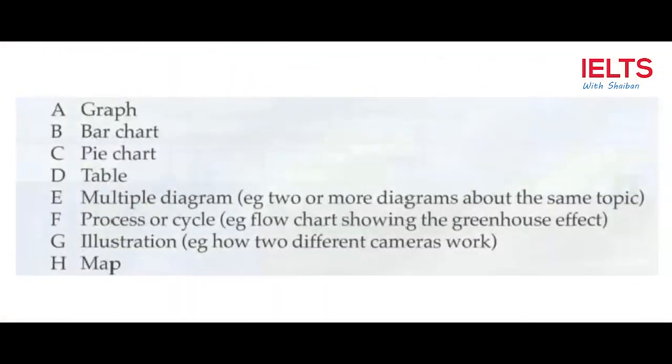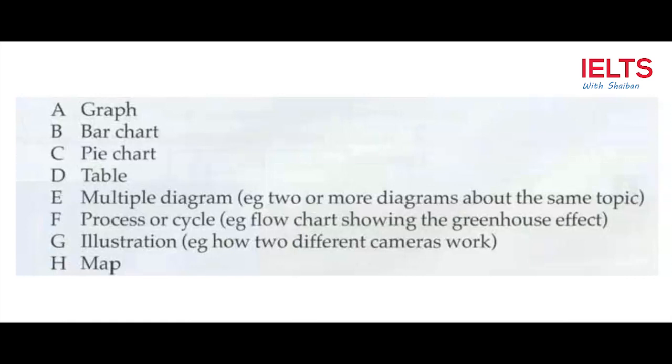We are going to start with task 1 writing, and in task 1 writing the student should write a summary about different types of graphs, and this summary should be 150 words minimum, and of course the maximum could be around 160 to 180. The types, as illustrated on the screen, could be a graph, a bar chart, a pie chart, a table, multiple diagrams, that means more than one, sometimes 2, 3, even 4.